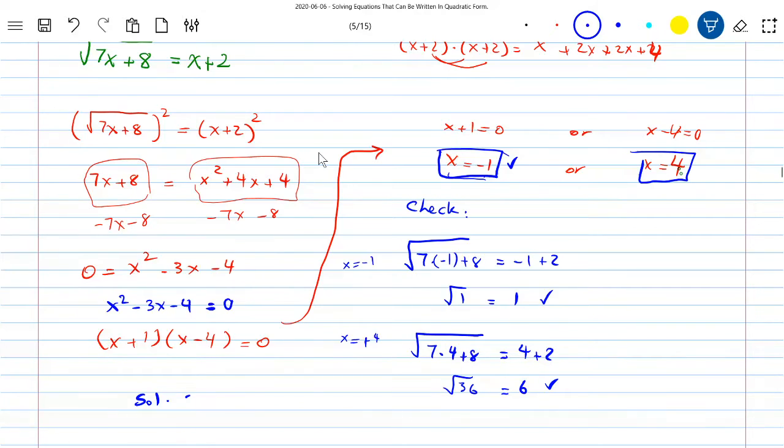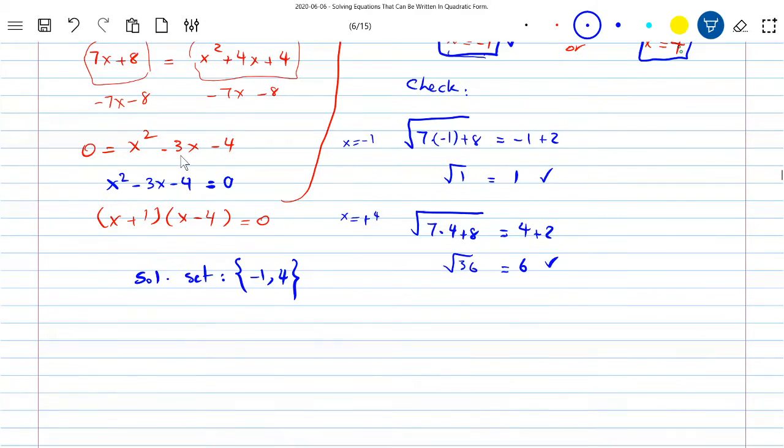So we have two solutions. The solution set is negative 1 and 4. Okay, so make sure that you check your solution. It's not always an acceptable solution. Having a negative number does not mean it's not an acceptable solution, and having a positive number does not mean it's always acceptable. You always have to double check your solution.